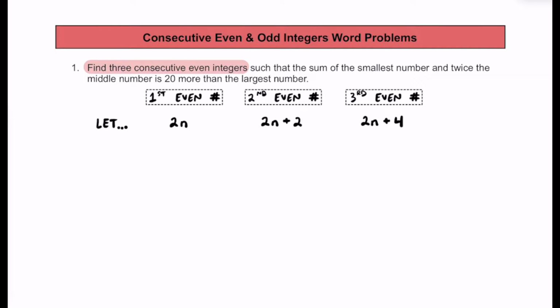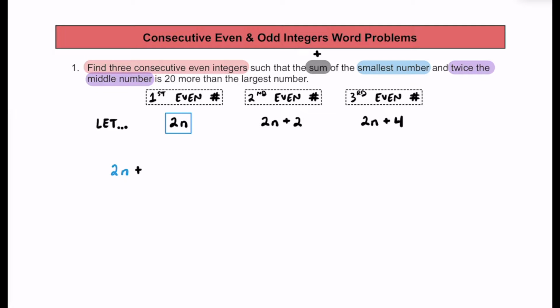All right, next it says that we are going to be taking the sum of something. Sum means we are going to be adding some things together. It says we're going to be adding together the smallest number. So what's the smallest number here? Must be this 2n. So let's start by writing that. We're going to have 2n, that's the smallest number, and we're going to be adding what to it? We're told that we're going to be adding twice the middle number.